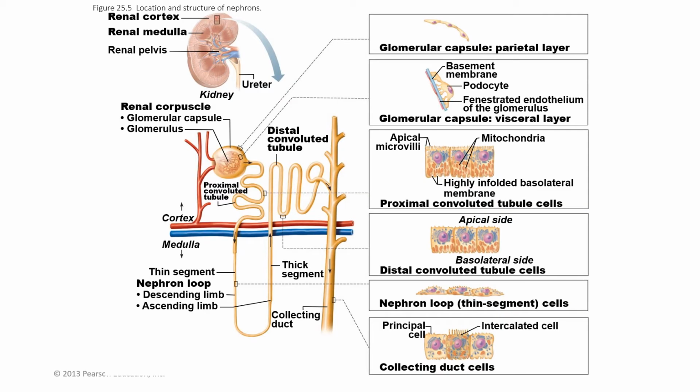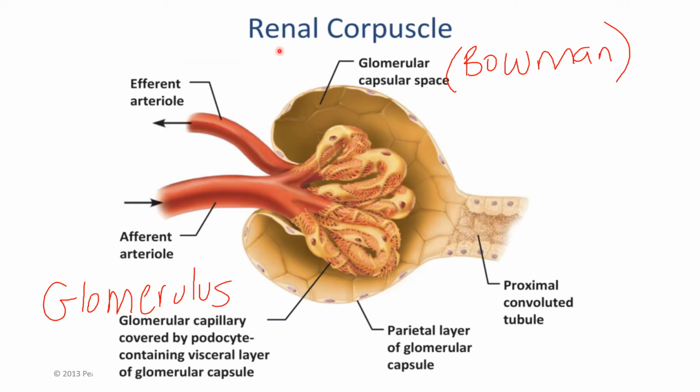To continue talking about our urinary system, we'll go ahead and talk about the nephrons. So as we said, the nephrons are made out of the renal corpuscle and the renal tubules. We're going to go ahead and zoom in on the renal corpuscle to see what it's made out of. The renal corpuscle of the nephron is made up of two parts.